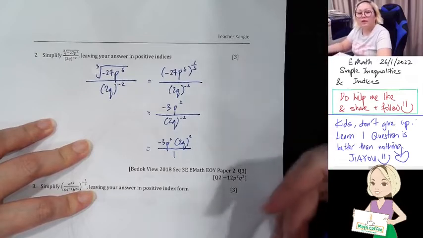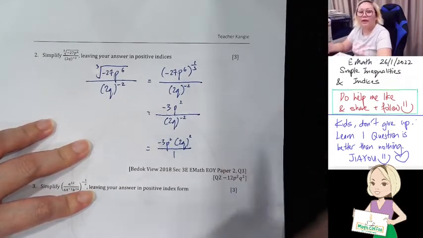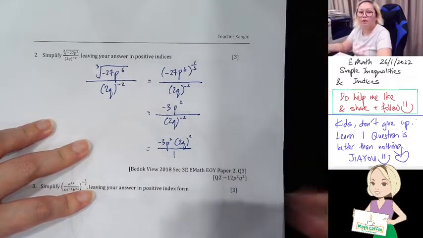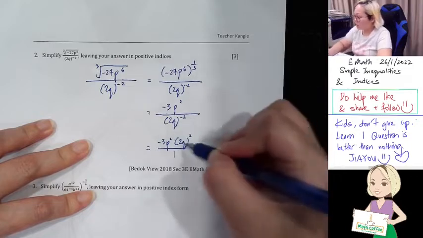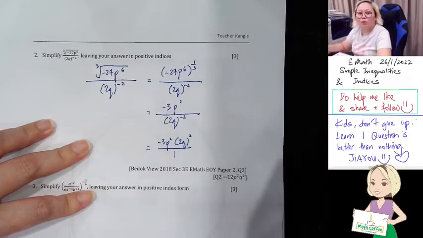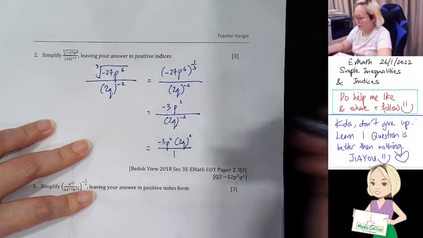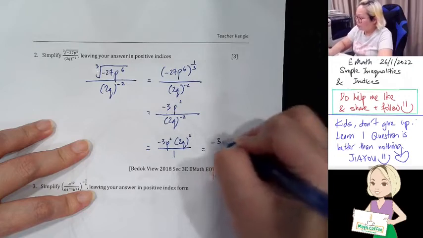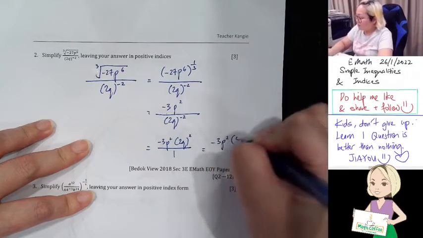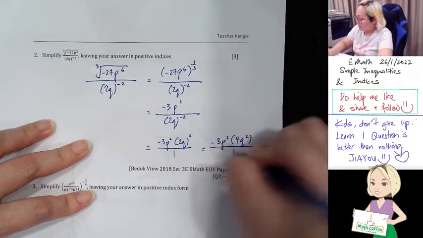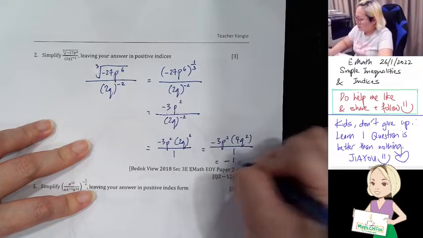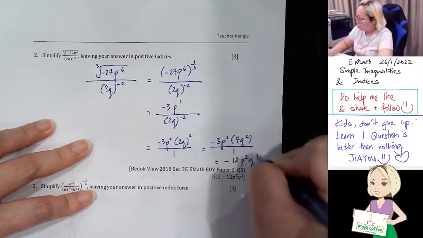Because it is negative at the denominator, I bring it up. So it becomes 2 cubed to the power of 2 at the numerator. And 2 cubed to the power of 2 means 2q times 2q, so it's actually 4q squared. So it becomes -3p squared times 4q squared, and it's just -12p²q². Done.